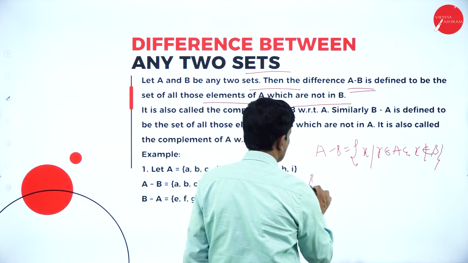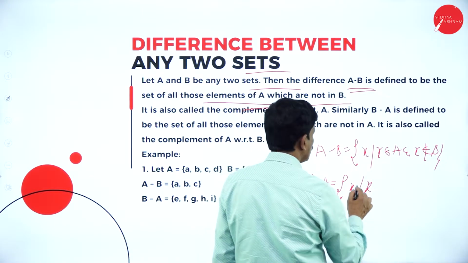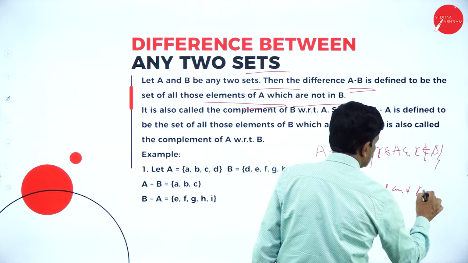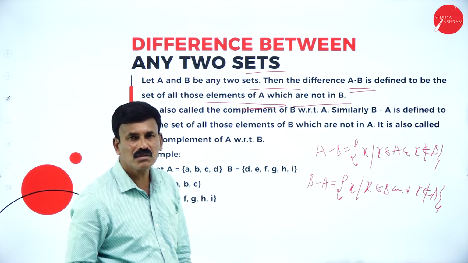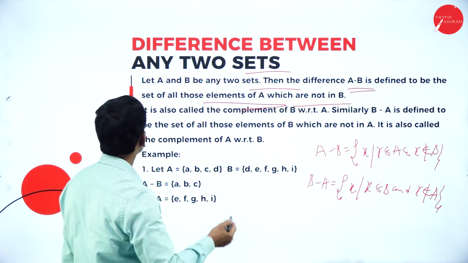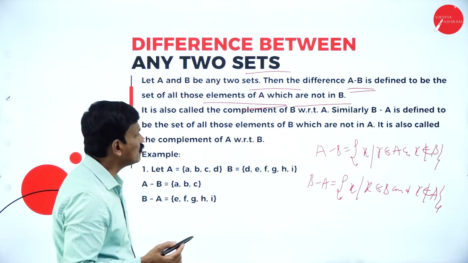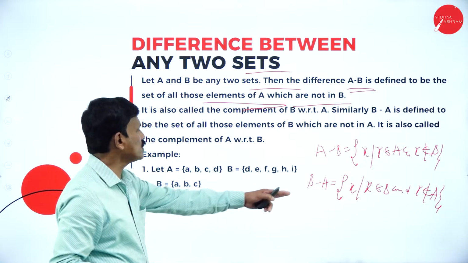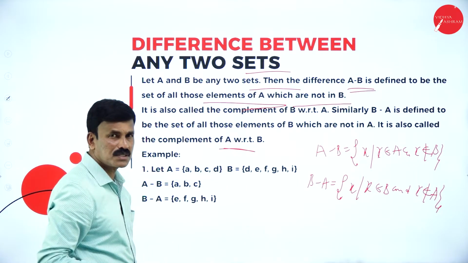Similarly, B minus A means X such that X belongs to B and does not belong to A. All the elements which belong to B and do not belong to A is called B minus A. So that is A minus B and B minus A. It is also called the complement of B with respect to A. Similarly, B minus A is denoted as the set of all those elements which are in B but not in A. It is also called the complement of A with respect to B.